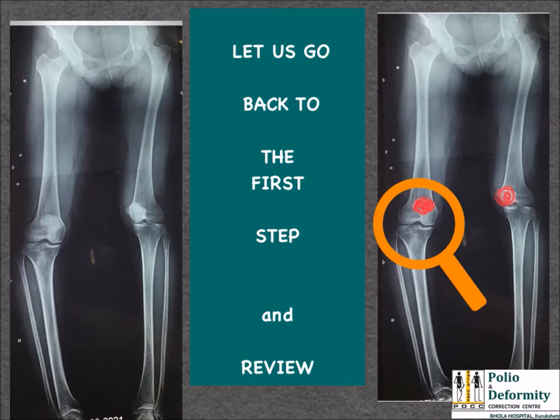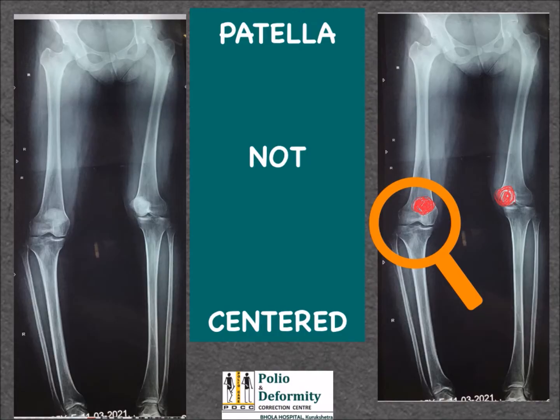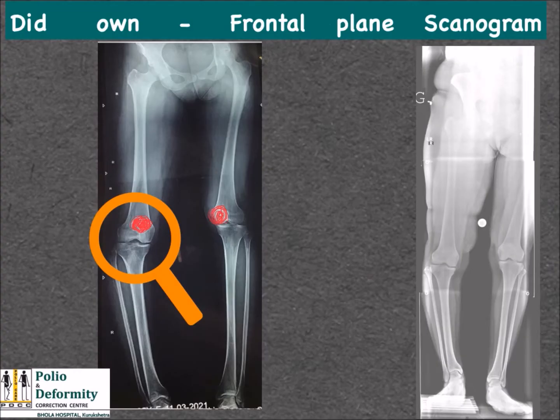And we find that the patella is not centered. The patella is not centered, it is slightly off center. I think it doesn't matter. But let us calculate. Does it matter or doesn't it matter? This is where lies the purpose of this whole exercise, whole presentation.